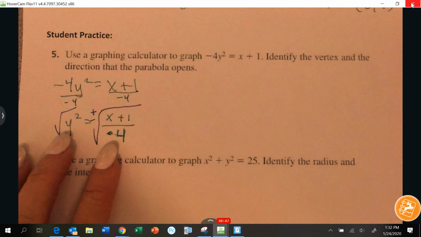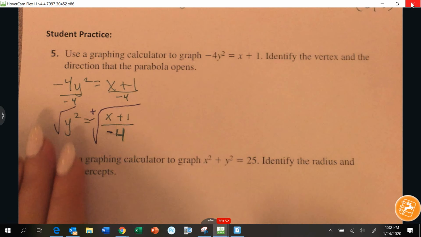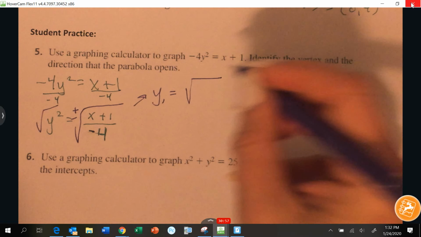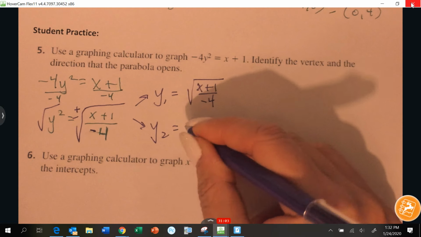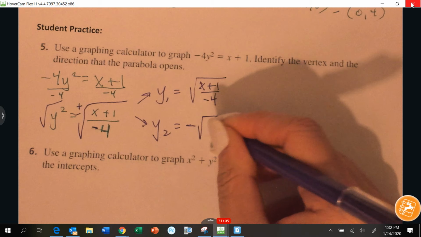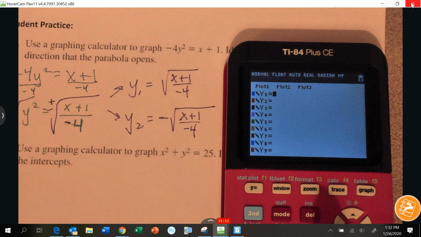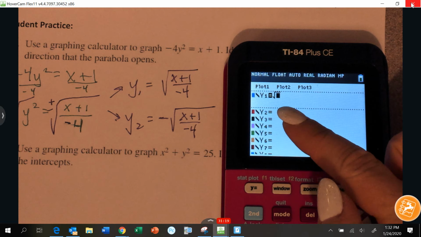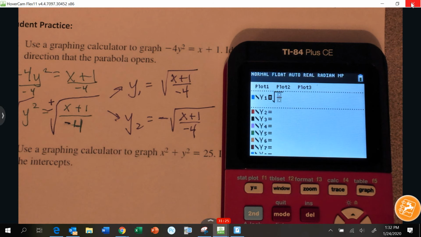It's messy. Okay, so we're going to do y1 equals a big square root, x plus 1 over negative 4, and then y2 equals negative, big square root, x plus 1 over negative 4. I'm sure I've gone over this before, but I'm going to go over it again. You can put it as fractions. So if you have the new calculators, once you have your square root symbol, then do alpha equals enter, and it will give you that top and bottom.